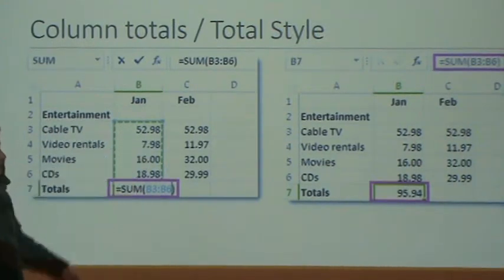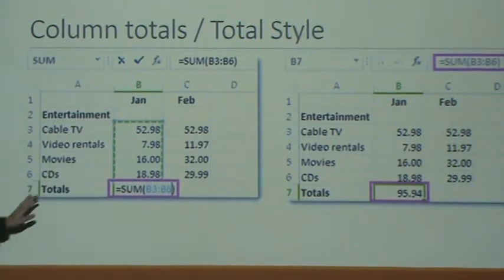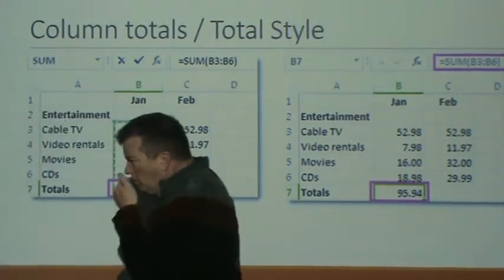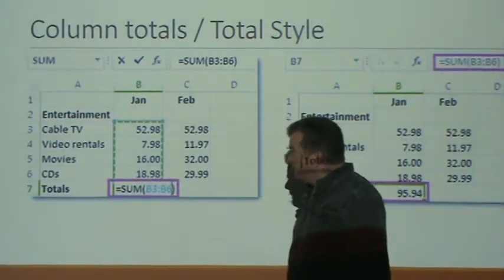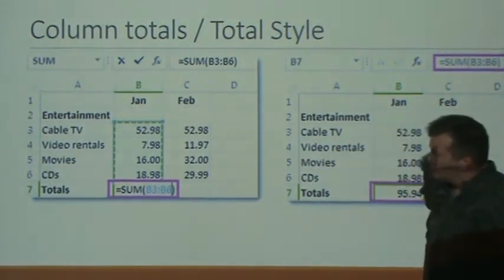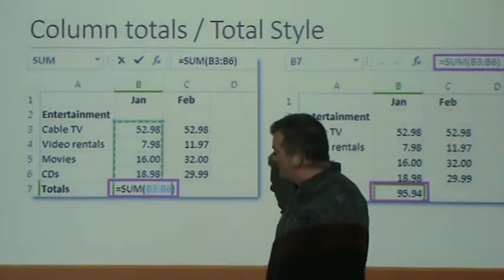Cable TV, $52.98. Video rental, $7.98. Movies, I guess if you go out to the movie theater, $16. And then CDs, $18.98. So you're trying to calculate how much money you spent on entertainment for the month.